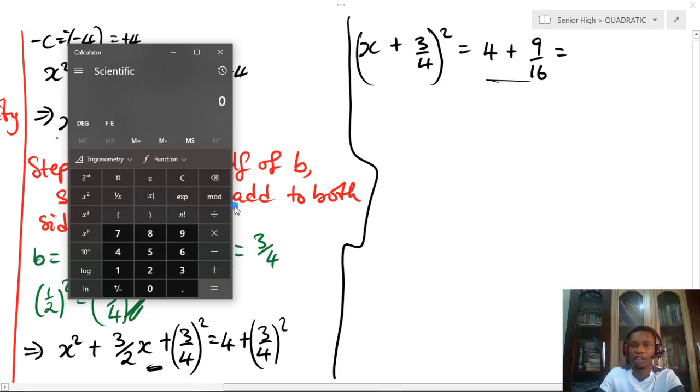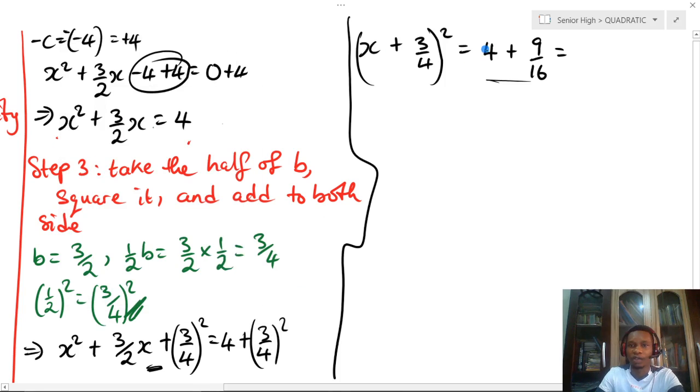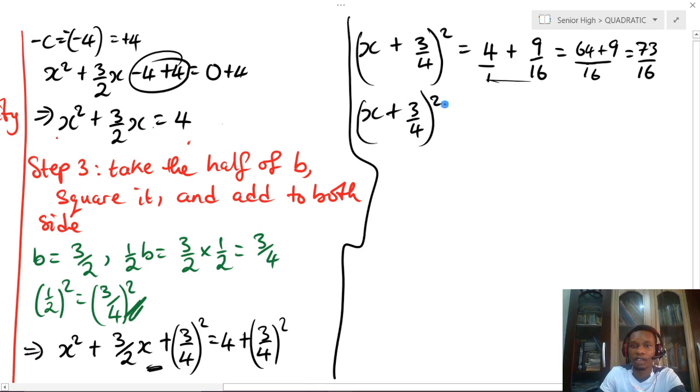So using fraction, I know that 4 in fraction here is over 1, right? So the LCM is 16. So we do 16 divided by 1 is 16. 16 times 4 will be giving us, I think it's around 64. Yeah, 64. Plus 16 divided by 16 is 1 times 9, that is 9. So 64 plus 9 is 73 over 16. So that's it. Okay, so I didn't need my calculator after all. So let's continue. That's x plus 3 over 4 squared is equal to 73 over 16.